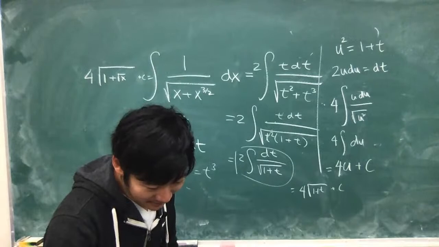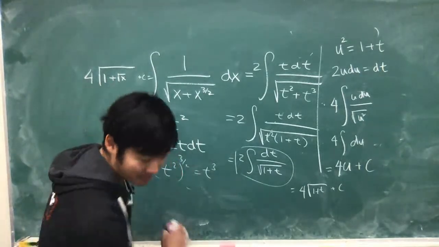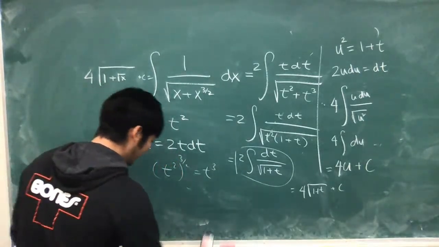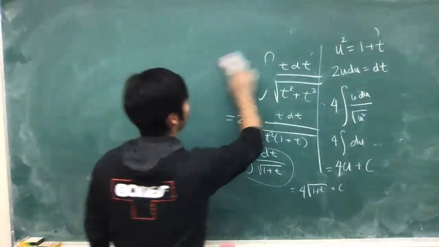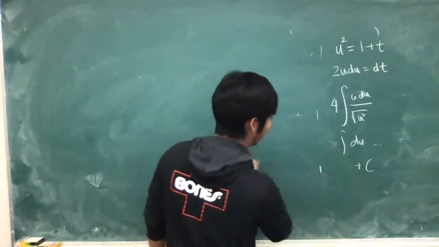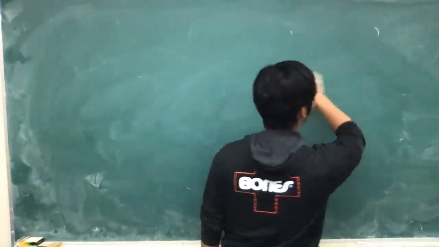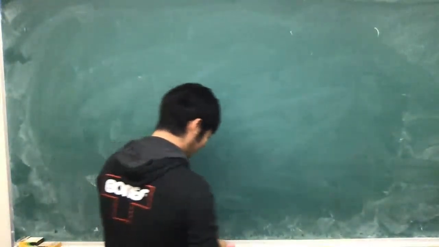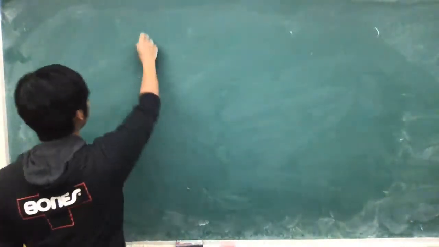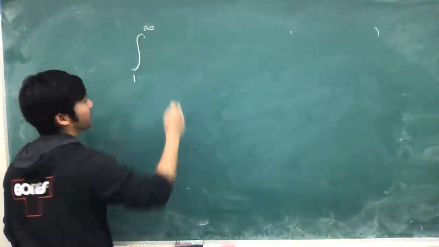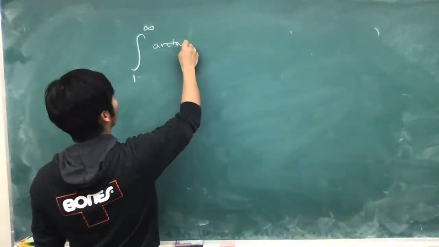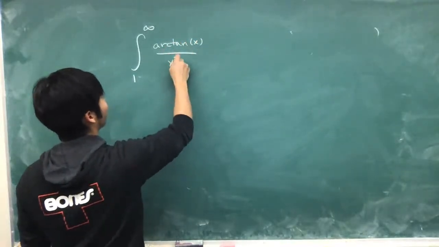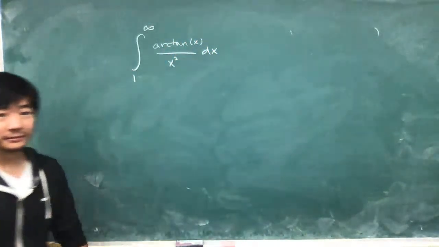All right. Okay. We can do a couple more. So this one is an improper integral, 1 to infinity, arctan of x over x squared dx.